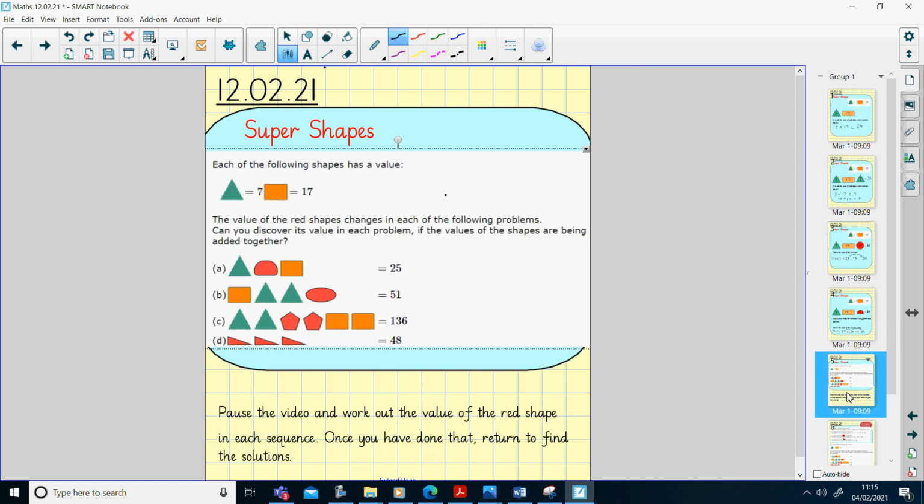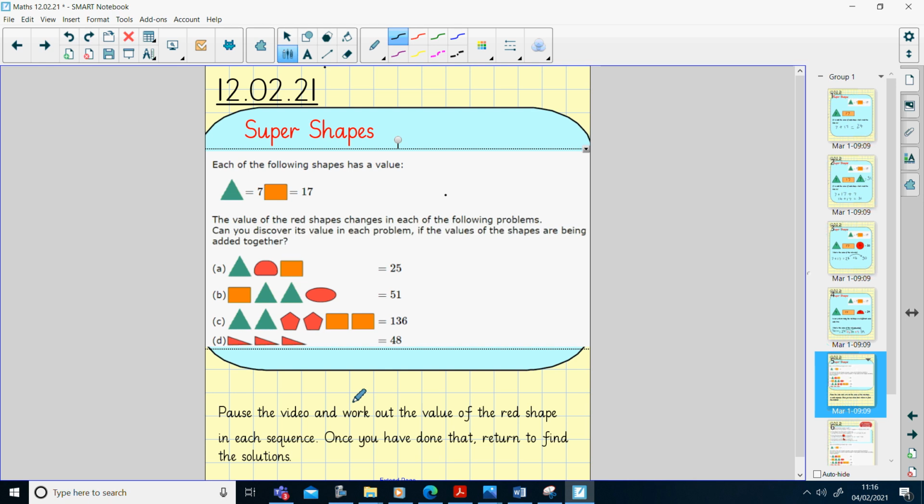So you've got your own questions to have a go at. Remember, the green triangle is always worth 7 and the rectangle is worth 17. So in each of these questions, that information doesn't change. What does change is the value of the red shape. These two pentagons here will have the same value as each other. These three triangles here will have the same value. Pause the video, see if you can work out the value of each shape.